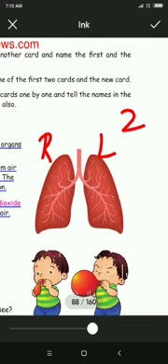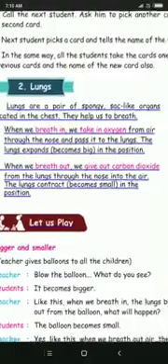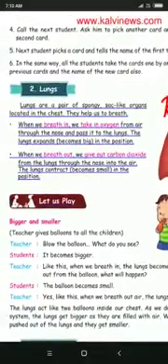Again I repeat, reading practice. Lungs are a pair of spongy, sac-like organs located in the chest. They help us to breathe. When we breathe in, we take in oxygen from air through the nose and pass it to the lungs. The lungs expand, becoming big in position. Second, when we breathe out, we give out carbon dioxide from the lungs through the nose into the air. The lungs contract, becoming small in position.